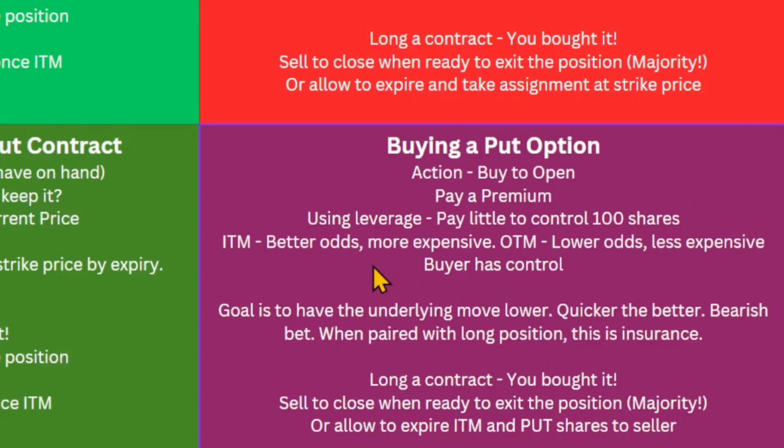So we've talked about this before, but this concept of in the money and out of the money is important to understand. In the money: better odds, more expensive. Out of the money: lower odds, less expensive. So let's set up an example here so we can have a better understanding.